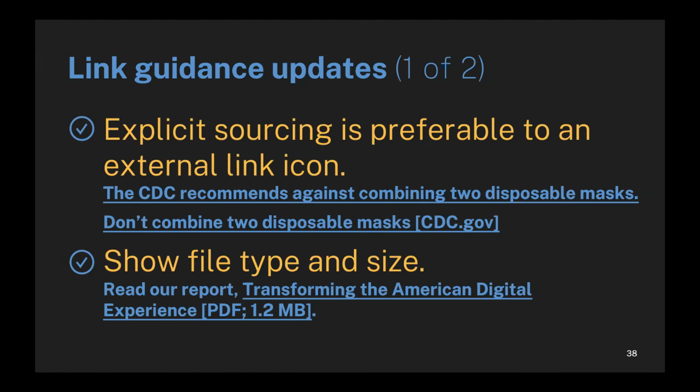We've also included guidance around showing file type and size. You want to be able to tell users ahead of time if the link will trigger a file download and show the size and format of that file. For example, read our report, Transforming the American Digital Experience, PDF, semicolon, 1.2 megabytes. Similar to the domain information, we recommend including the file type and the size if you're pointing to a file.